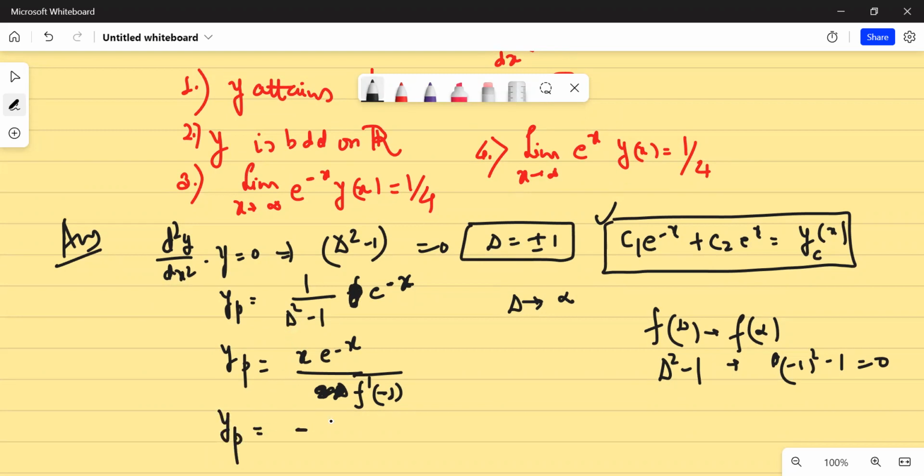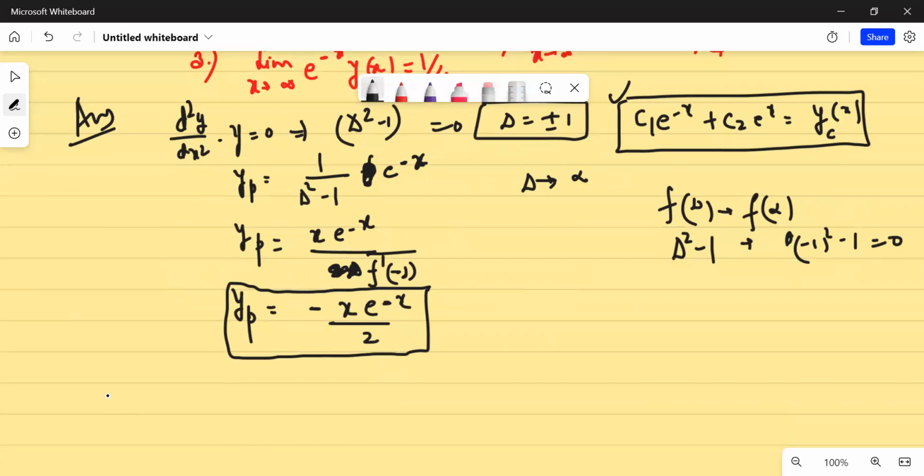सो yp विल बी माइनस ऑफ आई थिंक एफ डैश ये कितना होगा? 2d होगा, और d की जगह माइनस 1 लिखेंगे तो x e की पावर माइनस x अपॉन 2. ऐसे कुछ आना चाहिए. यहां तक किसी को डाउट है? सो दिस इज योर पर्टिकुलर इंटीग्रल. Now total solution for this differential equation would be c1 e की power minus x plus c2 e की power x minus x e की power minus x upon 2.